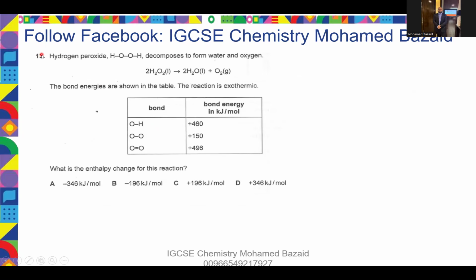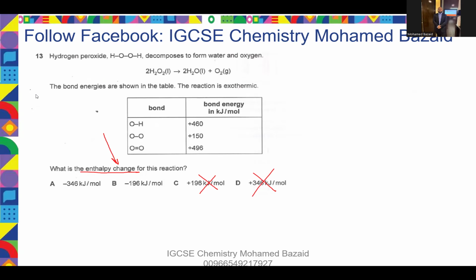Question number 13. Hydrogen peroxide decomposes to form water and oxygen. The bond energy are shown in the table. The reaction is exothermic. Reaction is exothermic means delta H should be negative. So I will cancel because he said here, what is enthalpy change for the reaction? I will cancel letter C and I will cancel letter D. Why? Because he said the reaction is exothermic and enthalpy change is negative if the reaction is exo. So answer it is letter A or B. Let's count.